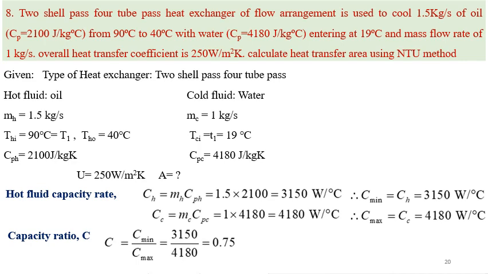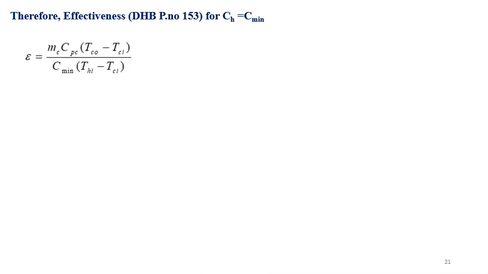After calculating the capacity ratio, you can calculate the effectiveness. Therefore, for effectiveness, by page number 153, for Ch equal to C minimum, the relation is given. Effectiveness is equal to mc Cpc Tc0 minus Tci divided by C minimum into Thi minus Tci. All the temperature values are known, so you can calculate the effectiveness. You will get effectiveness as 0.70.